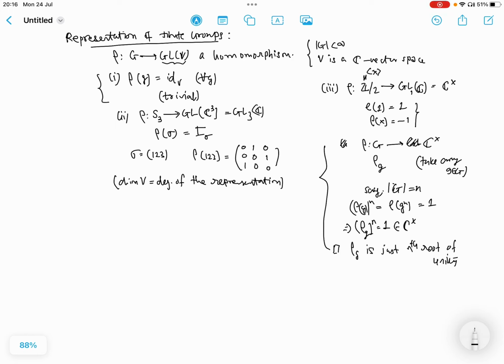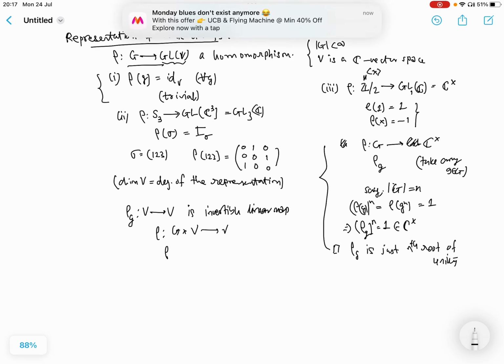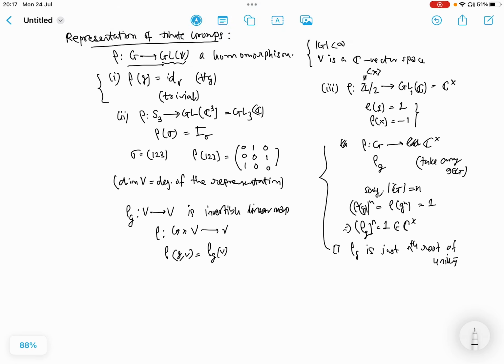Now this is an action because if you fix any g, then rho_g is a map from V to V that is an invertible linear transformation. It's an action because you take this map, you take rho_g of any v, and because this is a homomorphism, you get this group action.